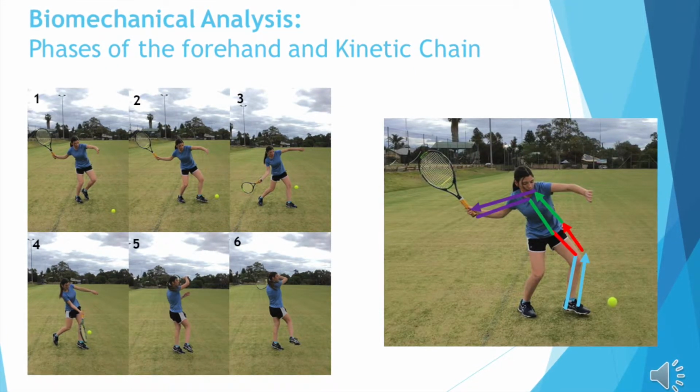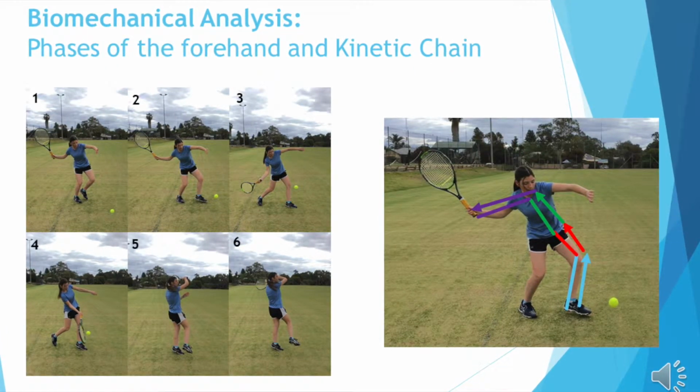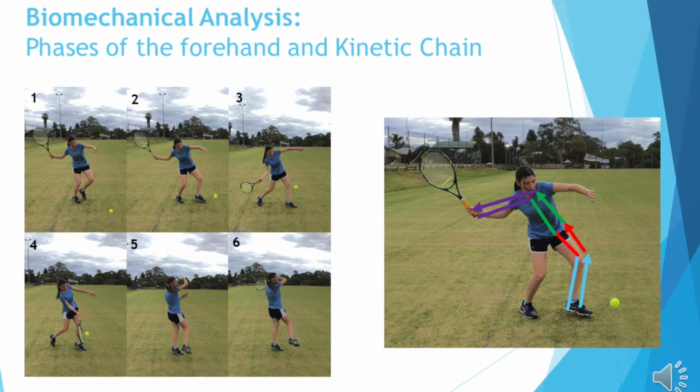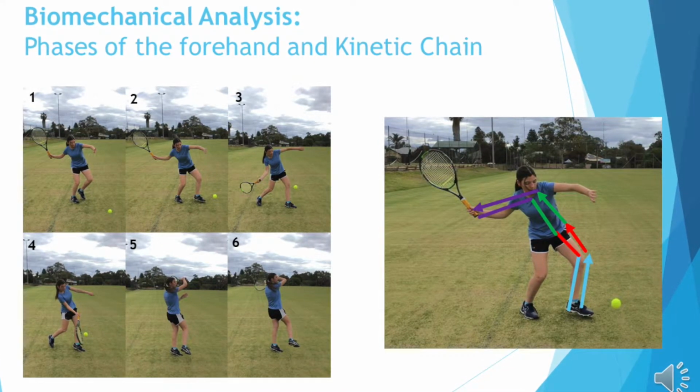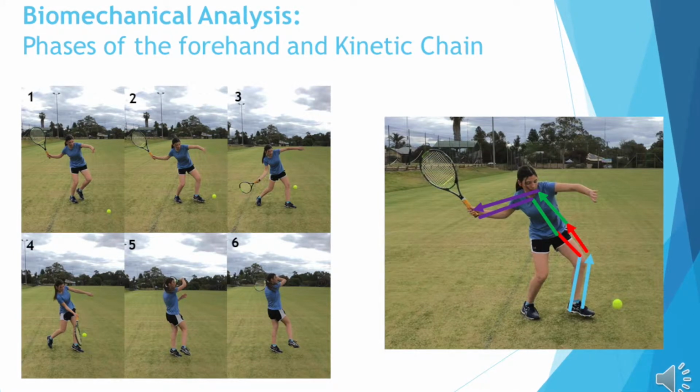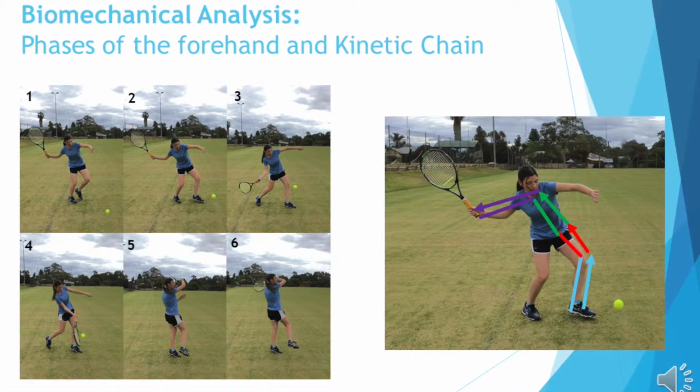Then we've got the forward swing. This involves contacting the ball and the extension of the arm completely. And then finally the follow through, which finishes with the racket head over the shoulder.